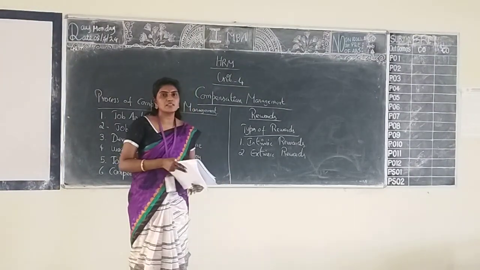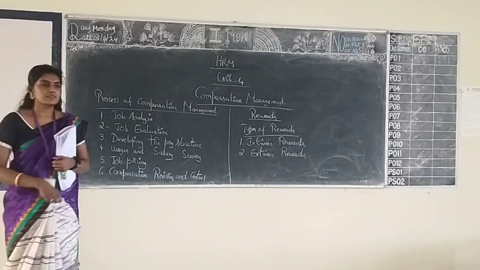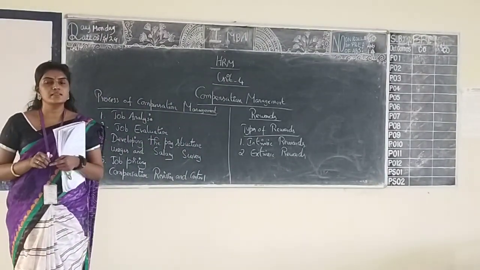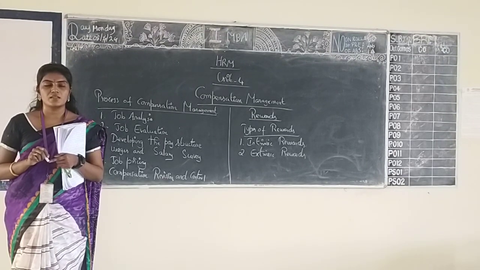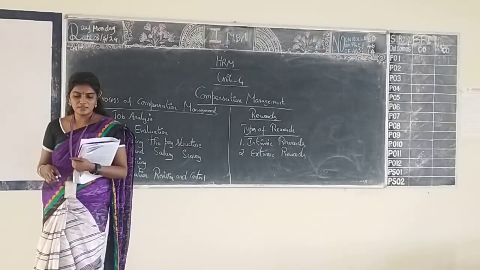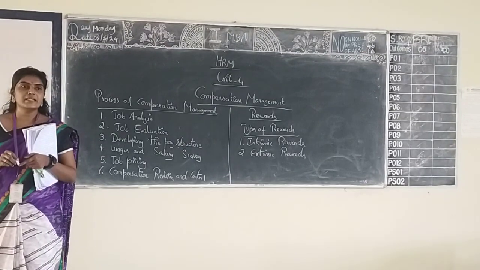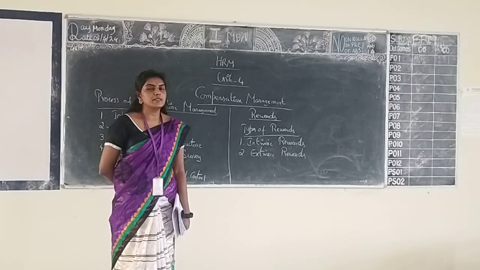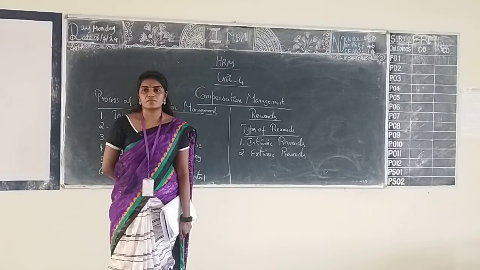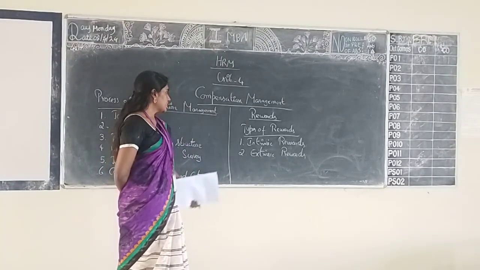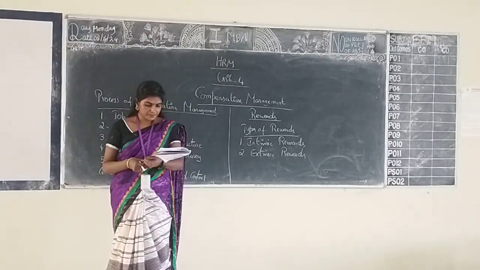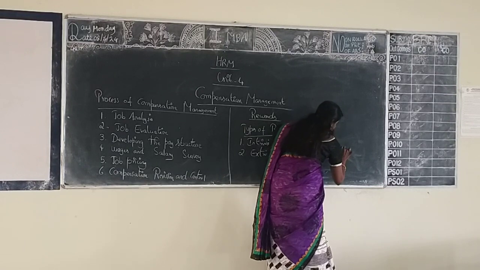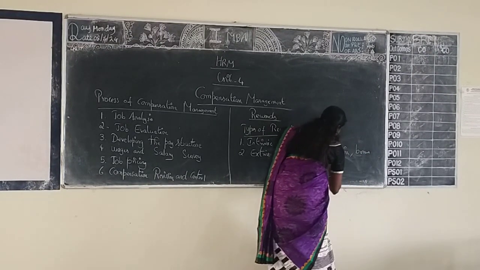So write: intrinsic rewards, internal factors that motivate employees to complete tasks and projects. Next, write extrinsic rewards. Examples: promotion, bonus, and profit sharing.